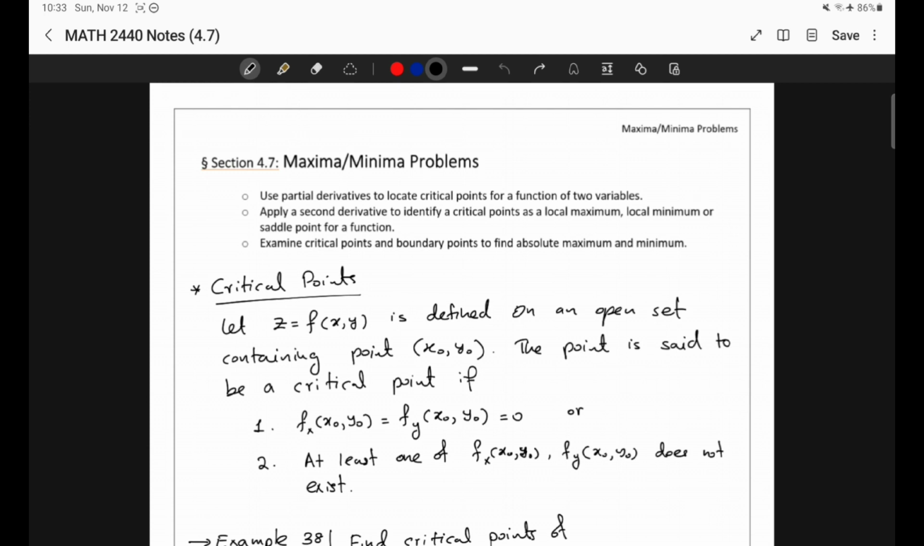Okay, so this is similar to what we learned in Calc 1, where you find the derivative to find the critical points, and using the second derivative test, you check whether it is a maximum or minimum. So this is kind of like the analog of that.